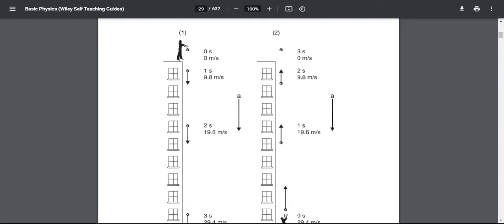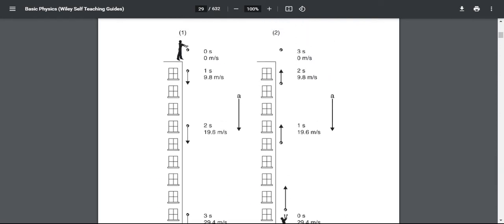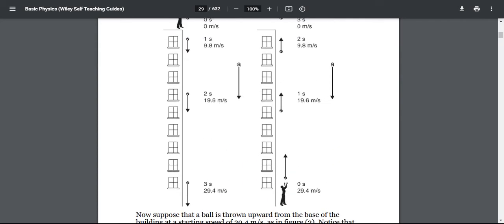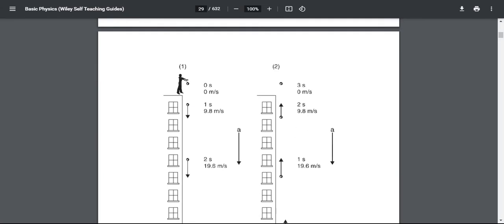Again, at 0 seconds, 0 m/s. At 1 second, 9.8 m/s. At 2 seconds, 9.8 times 2, 19.6 m/s. At the third second, 9.8 times 3 equals 29.4 m/s. When you throw a ball upward at a speed of 29.4 m/s, notice that the ball speed decreases by 9.8 m/s² for every second that passes. So this time it is reversed. Now that you know this, let's move on to the acceleration equation. But remember, we are going to use this concept in the acceleration equation.